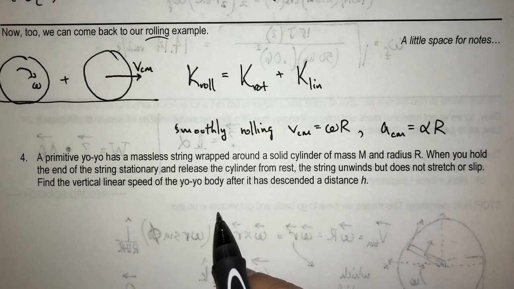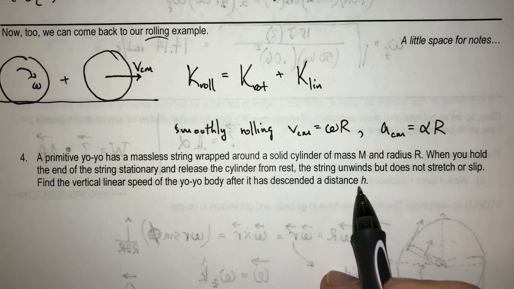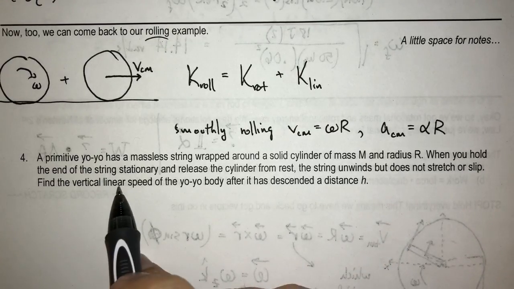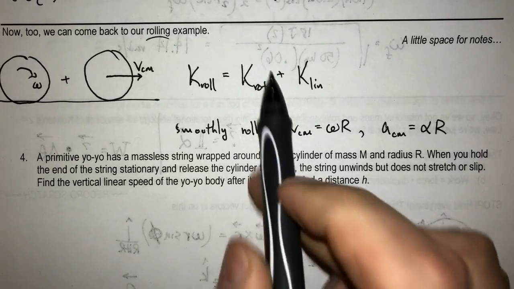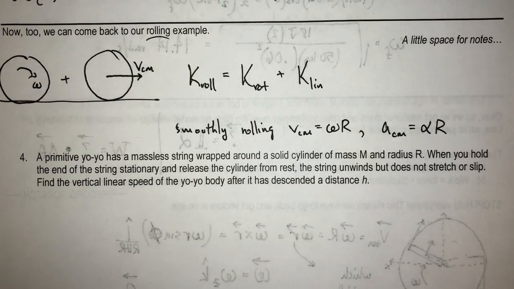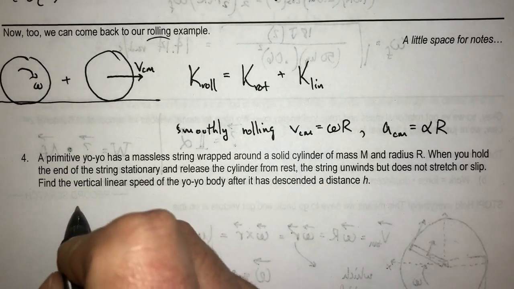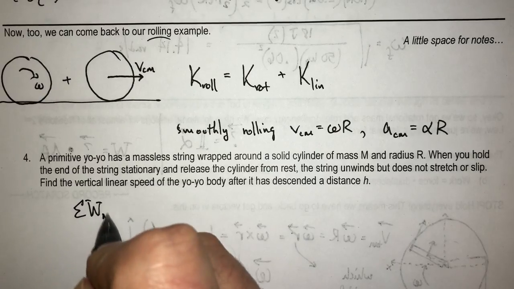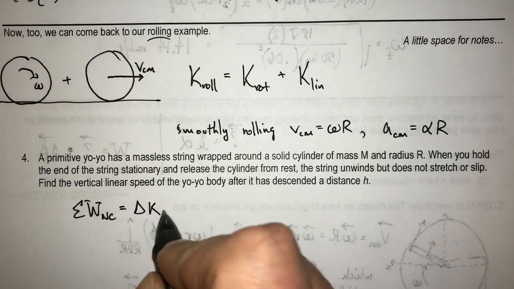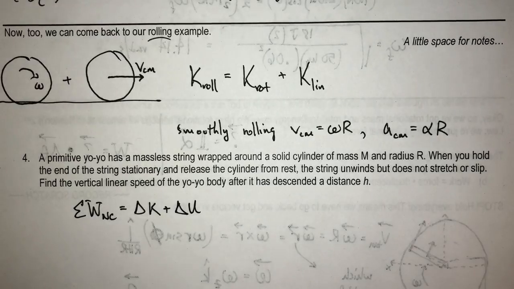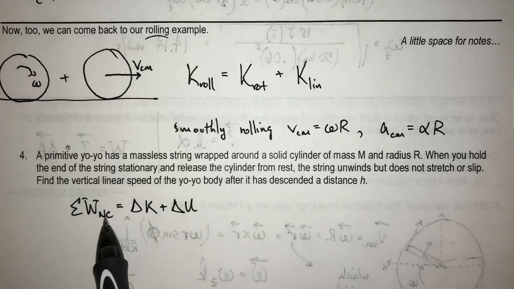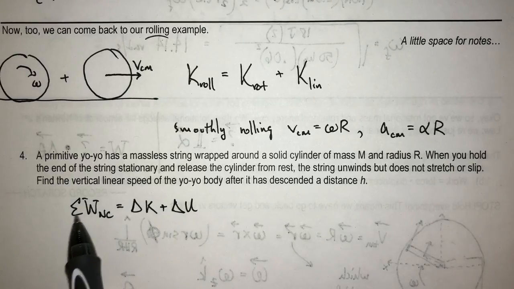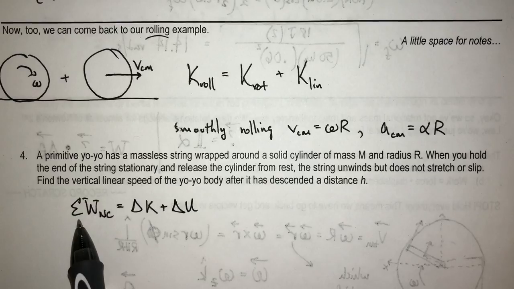There's not actually much more to this than just dropping an object from a height h and trying to figure out its speed after h. We just need to include the rotational component to the kinetic energy. All right, so let's try the work energy theorem. Now, non-conservative forces. The only non-conservative force that's acting is friction.